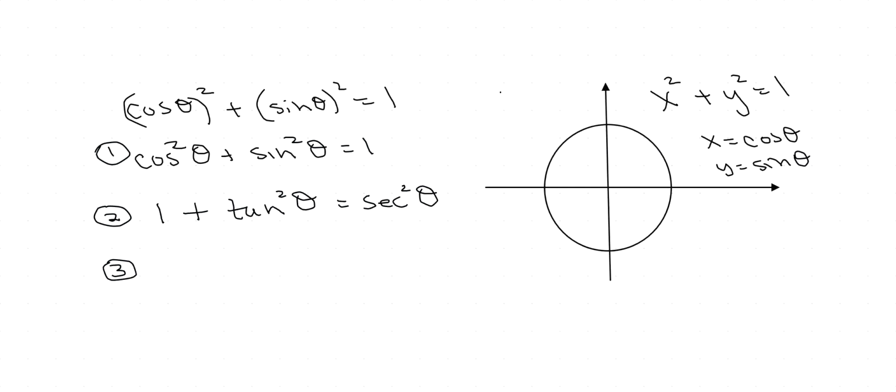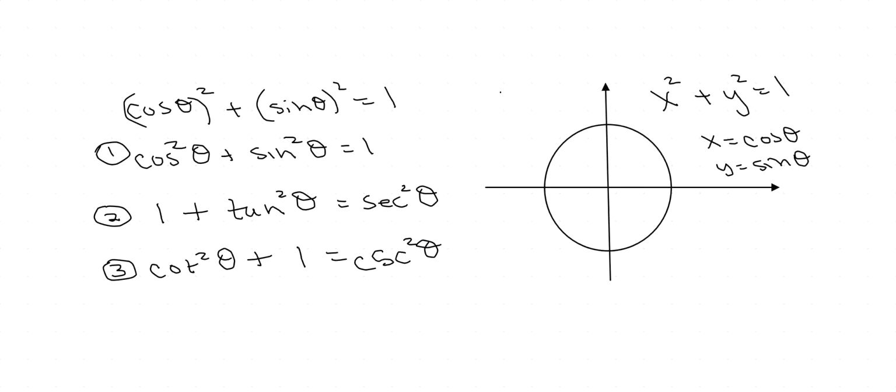Now, if I go back to this first equation and instead of dividing by cosine squared, I divide by sine squared, I get my third identity. Dividing cosine squared by sine squared will give me cotan squared. I divide sine squared by sine squared, which will give me 1. And 1 divided by sine squared will give me cosecant squared. So that's my third identity. These three are good identities.